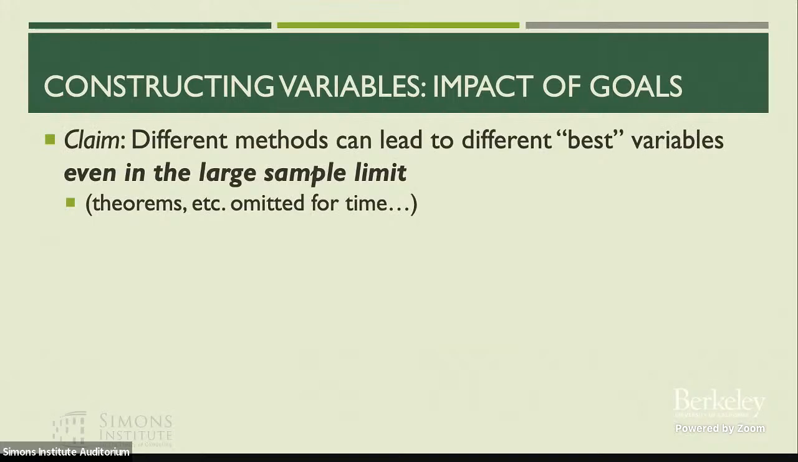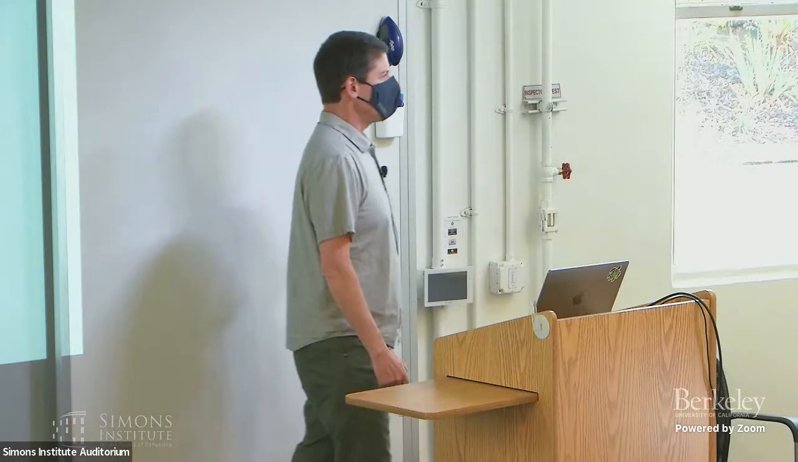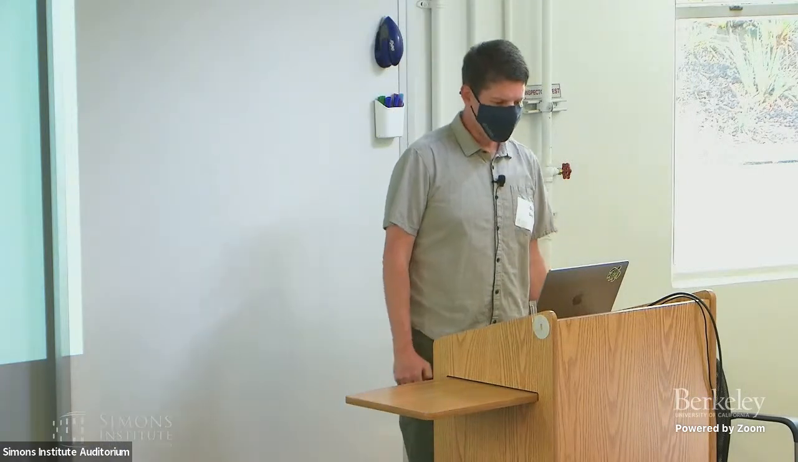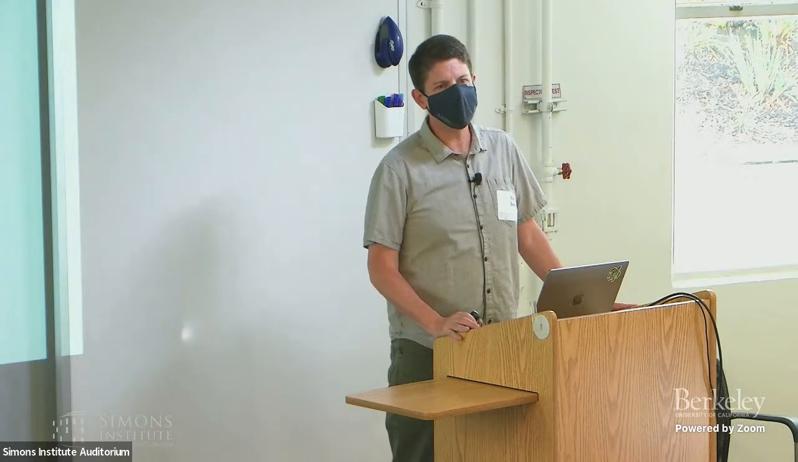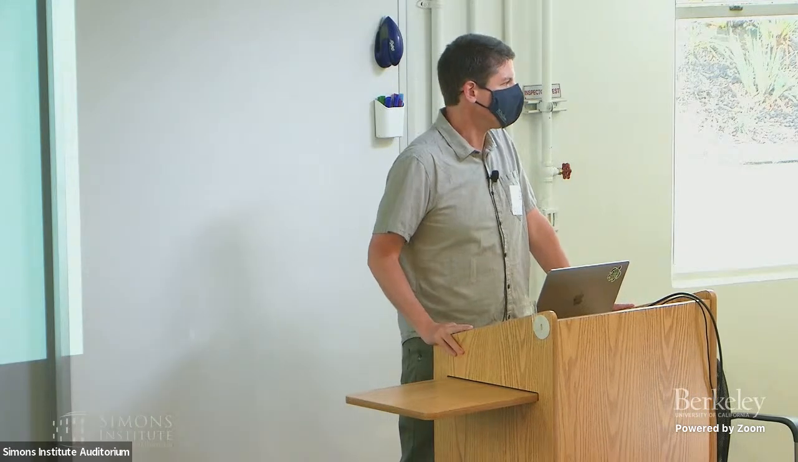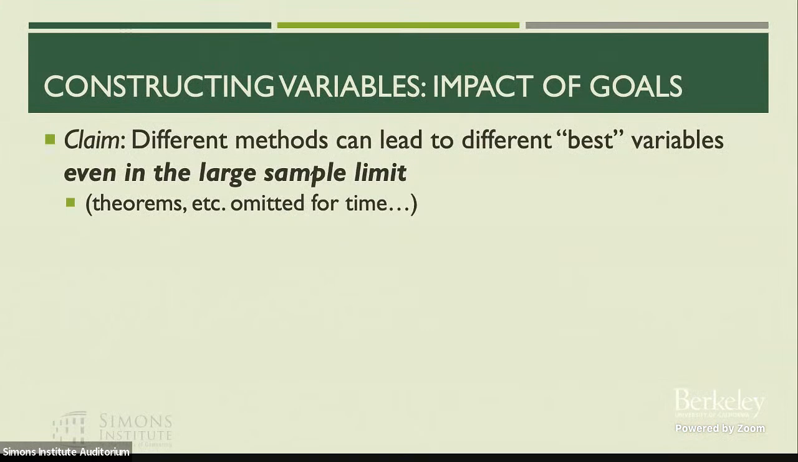I'm going to assert this as a claim. I'm not going to give you the theorems because, again, 9:45 on a Tuesday. I know I'm in Simon's Institute, but I didn't want to give people theorems and proofs. But I'm just going to assert that claim, which is that which of those methods you use can lead to different best variables, even in the large sample limit. We're not talking here about, oh, well, in finite data, sure, one will be better, one will be the other. And the sense of different here is a very strong sense of different. They are, in a deep sense, essentially incommensurable unless you go all the way down to the measured variables themselves.